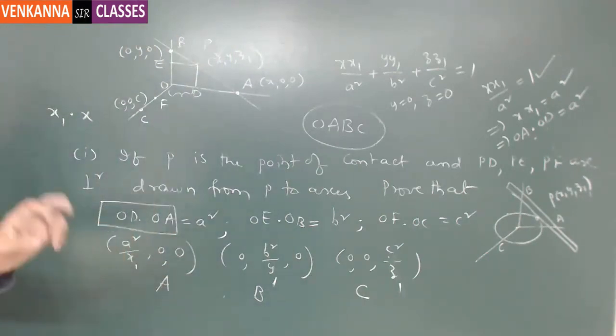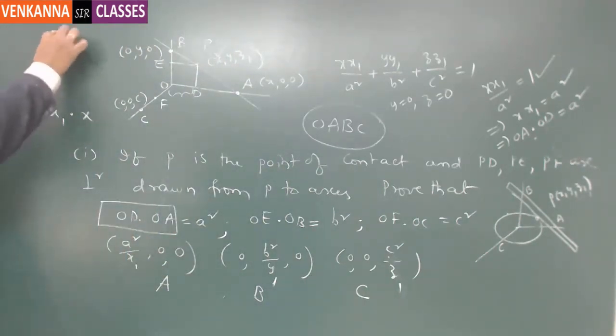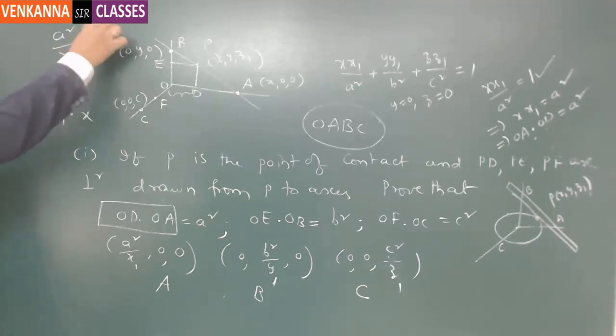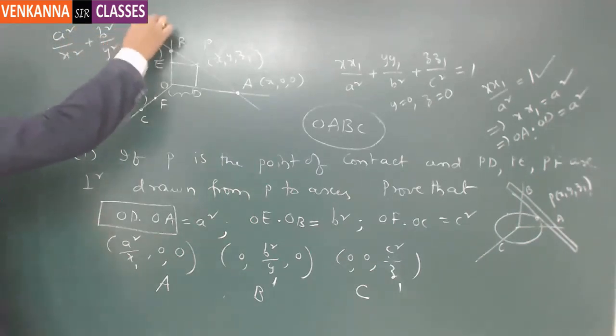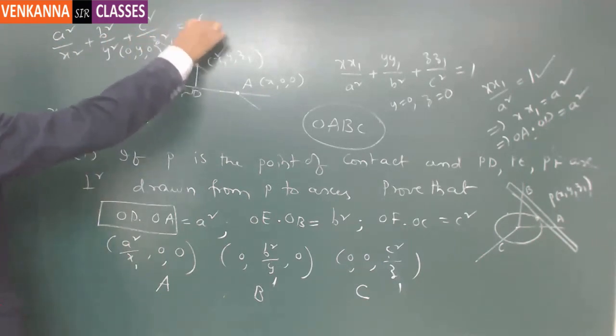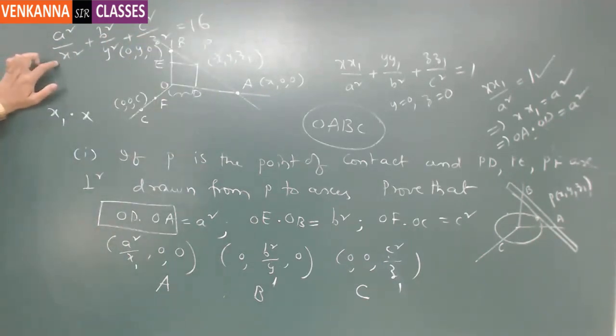Apart from calculating centroid of the triangle, it is given that calculate centroid of the tetrahedron. Then you will get the locus equation as a square by x square plus b square by y square plus c square by z square equal to 16. Earlier you had the locus equation equal to 9 because there you got the centroid of the triangle. Here you are calculating the locus of centroid of the tetrahedron, so it will come as 16. So you can solve it on your own. It is a very easy problem. The same pattern you will do. Okay, you please take a note of it.